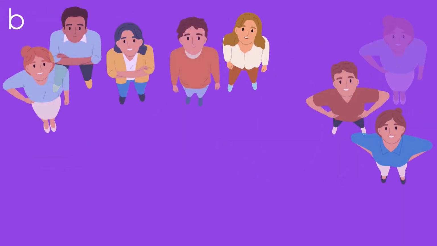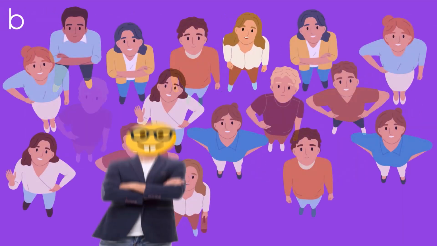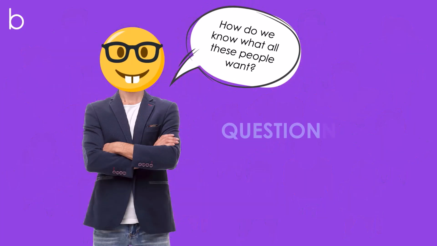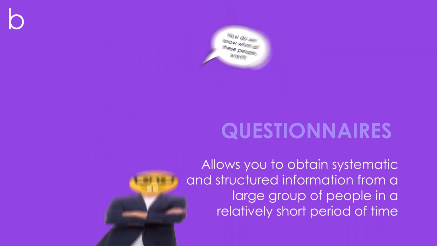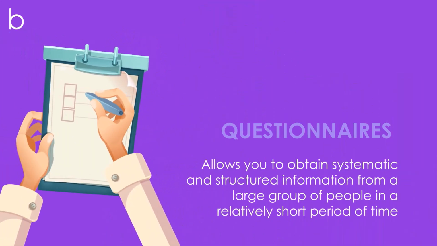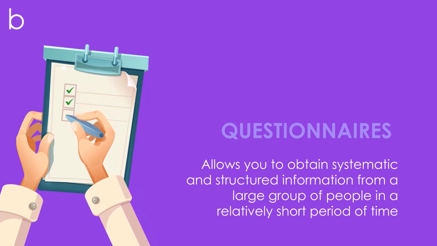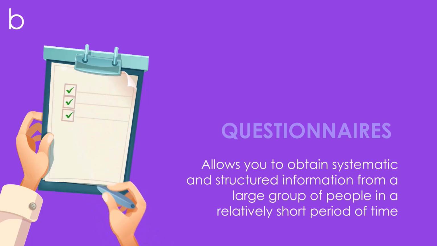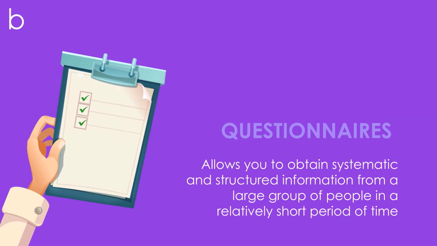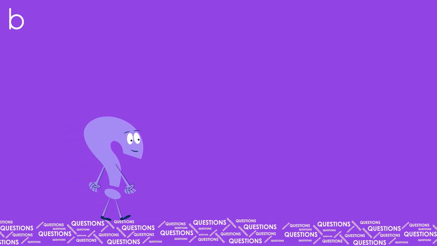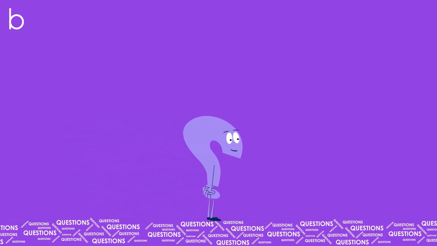Suppose you need to collect data from a large number of people, a really large number. Questionnaires, also known as surveys, are an effective method of gathering information in business analysis. It allows you to obtain systematic and structured information from a large group of people in a relatively short period of time. Two main types of questions are used in the survey process, each with its advantages and purposes.